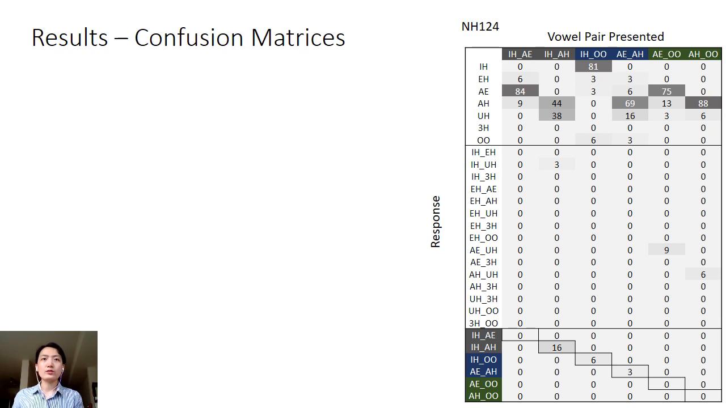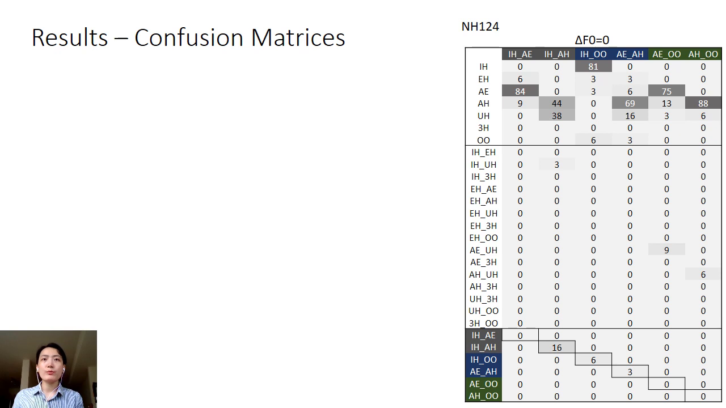The results are shown in the form of a confusion matrix, which helps us to visualize responses versus stimuli. Each column shows a specific vowel pair presented, and each row represents the percentage of specific response combinations. A darker shading represents a higher percentage of that response. For example, this cell shows that with the E and A pair, the subject responded 84% with A alone.